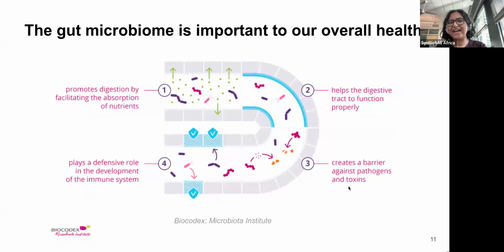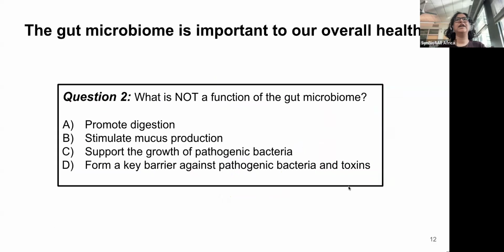And so with that, I have a question for y'all. What is not a function of the gut microbiome? And we can again take answers in the chat. And so we have A, promote digestion, B, stimulate mucus production, C, support the growth of pathogenic bacteria, and D, form a key barrier against pathogenic bacteria and toxins.